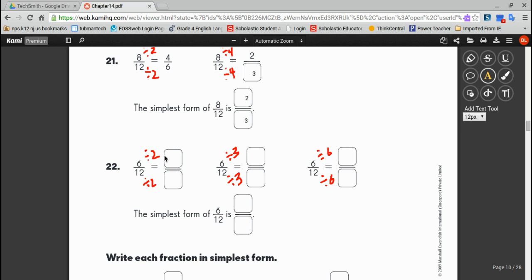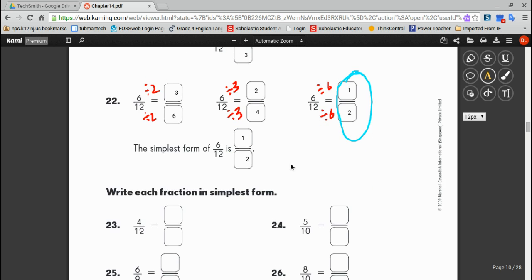Alright, so let's fill these out. 6 divided by 2 is 3. 12 divided by 2 is 6. 6 divided by 3 is 2. 12 divided by 3 is 4. And 6 divided by 6 is 1. 12 divided by 6 is 2. So my simplest form would be this one right over here, because it's my lowest term. The simplest form of 6 over 12 is 1 over 2.